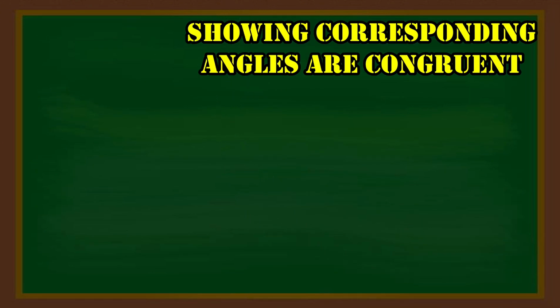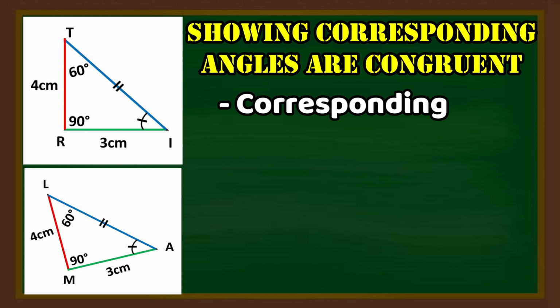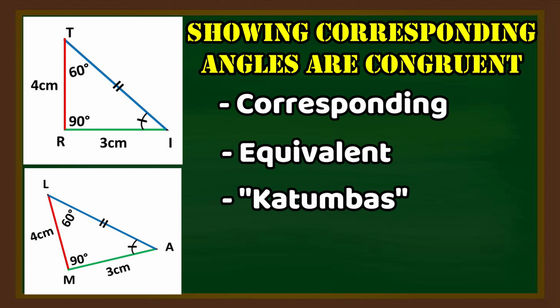Let us start with corresponding angles and let us show that these are congruent. Consider the two triangles given. When we say corresponding in math, it means same or equivalent, or katumbas in the Filipino language. That means we will just name one angle in the first triangle which is equivalent, or katumbas, to one on the other triangle. Easy, right? Let's go!